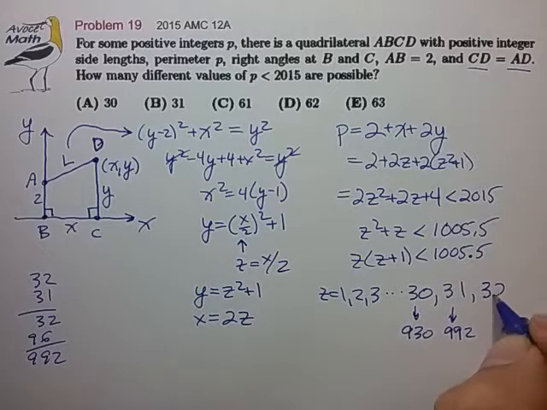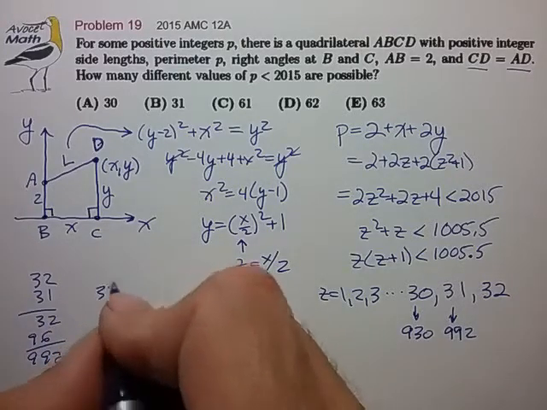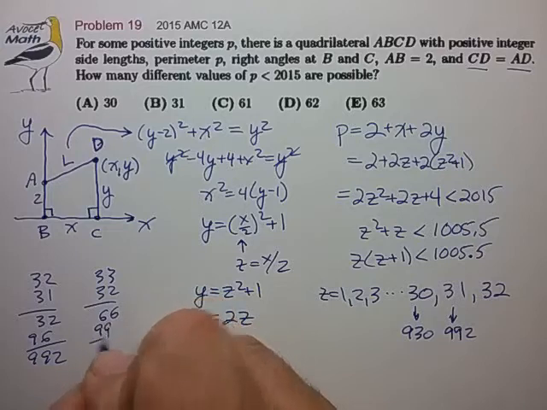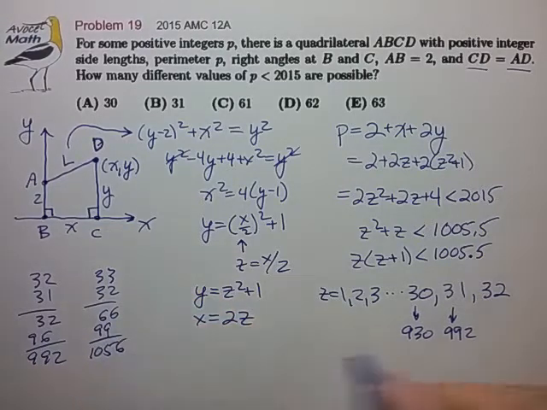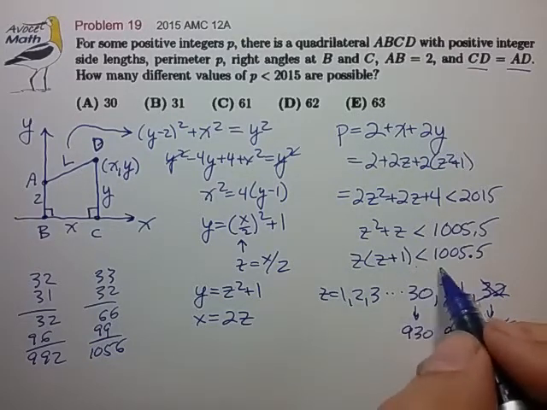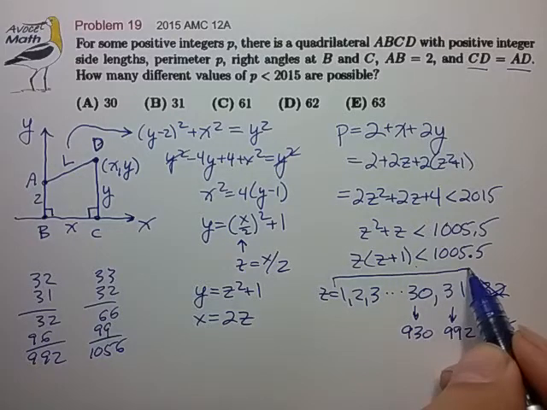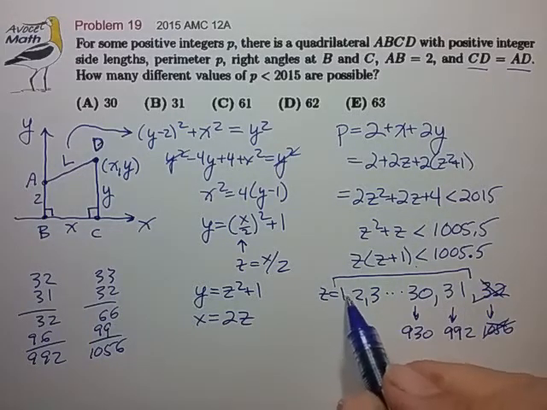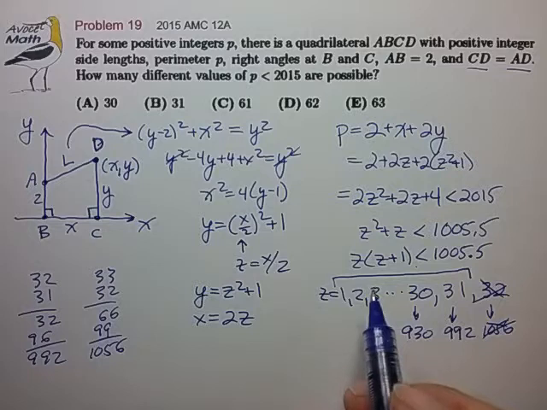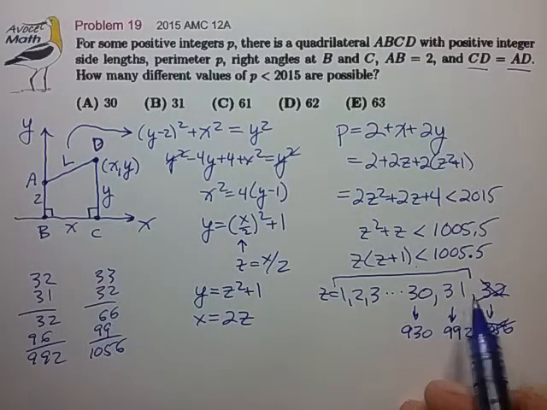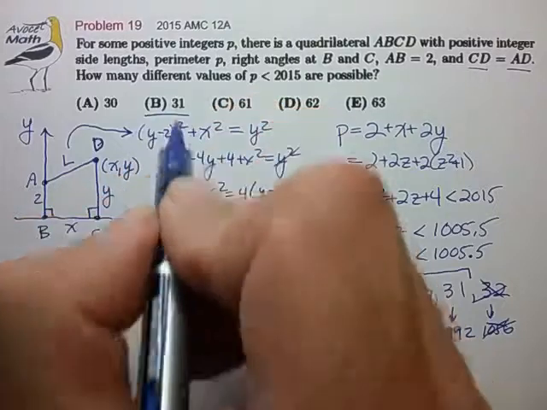Let's check. 32 times 33 is 1056. Okay, so this crosses the threshold now. And so this is not a valid solution because it violates this condition. And it looks like the total number of valid solutions we have are for z equal from 1 to 31, and that's a total of 31 different values of p, and that's choice B.